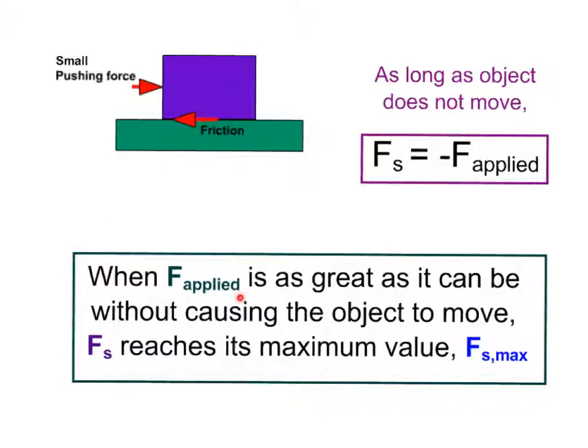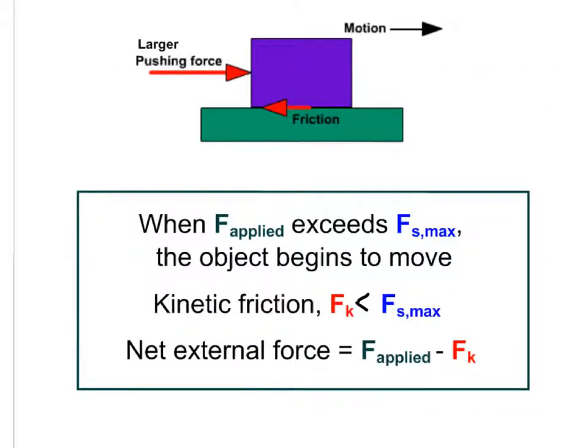Obviously, if we increase the applied force just a little bit more than that, we have a different kind of friction we're going to be talking about. So when our applied force exceeds the force of maximum static friction, the object begins to move, just as soon as that applied force exceeds our maximum static friction. Keep in mind that there will still be a frictional component as this object moves. That's going to be kinetic friction.